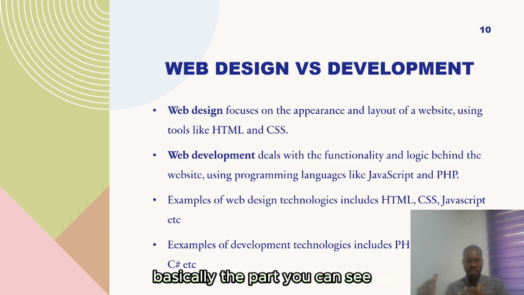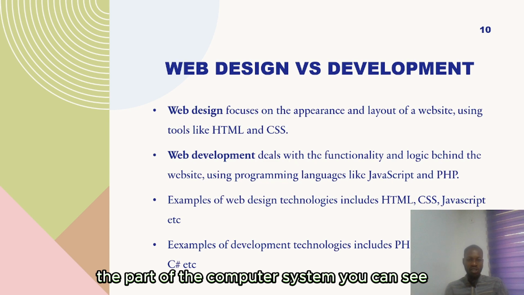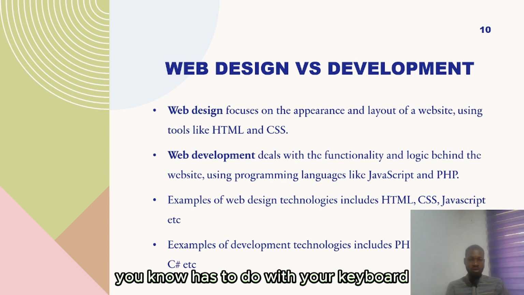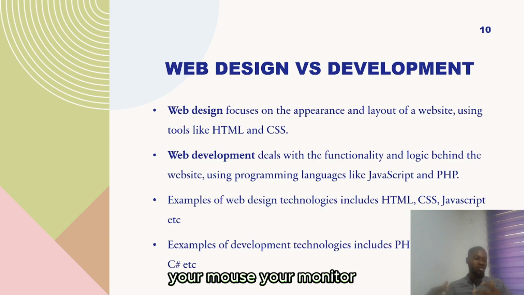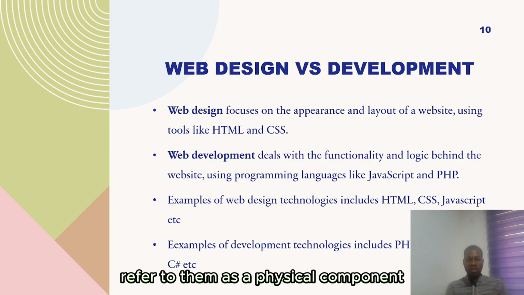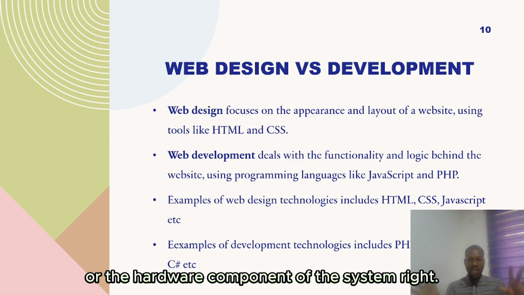The part of the computer system you can see, we refer to it as hardware. Right? That has to do with your keyboard, your mouse, your monitor, your hard disk, your peripherals, and whatever it is you can touch and feel. We refer to them as the physical component or the hardware component of the system.